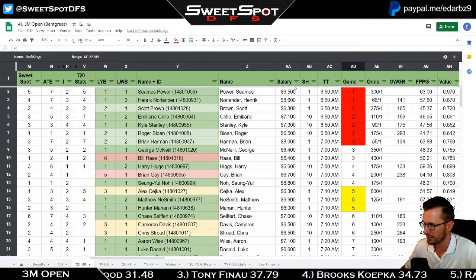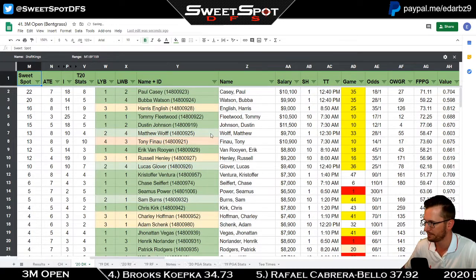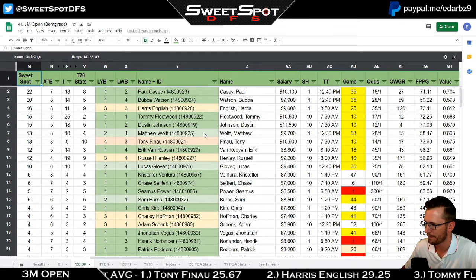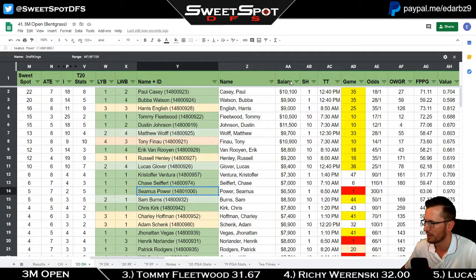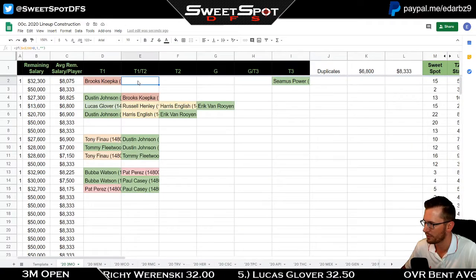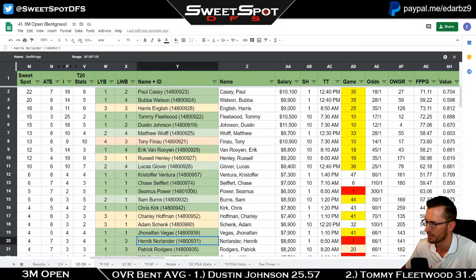So there's Brooks. I could go by the SweetSpot number and add somebody to him. Let's go Seamus Power. Seamus Power is playing with Henrik Norlander, so why don't we pair those guys up together? This will be tier 2. I might need a tier 1 golfer, so I'll put him tier 2.